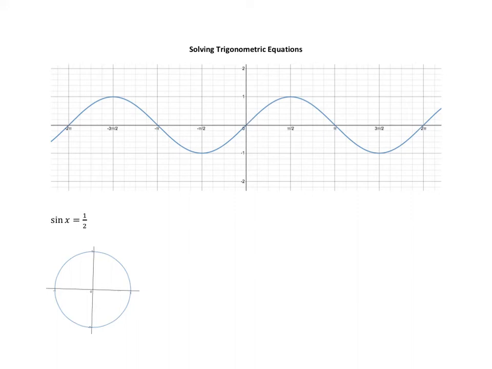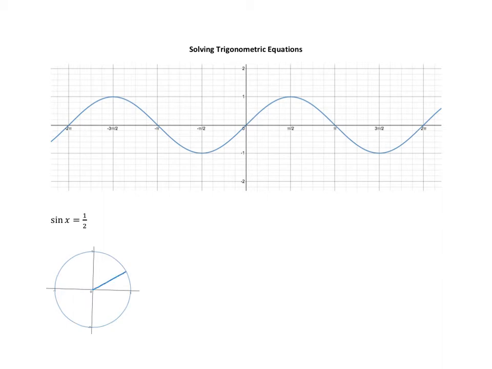In this lesson, we'll go over solving trigonometric equations, and to start with, let's look at a very basic one. Where does sine of x equal 1/2? If you look at the unit circle, I actually know an exact solution to this. It's 30 degrees, and that's also the same thing as pi over 6 radians.